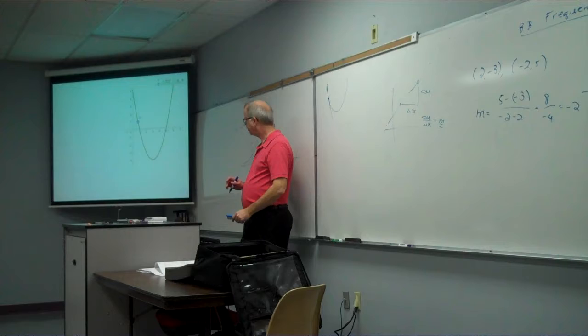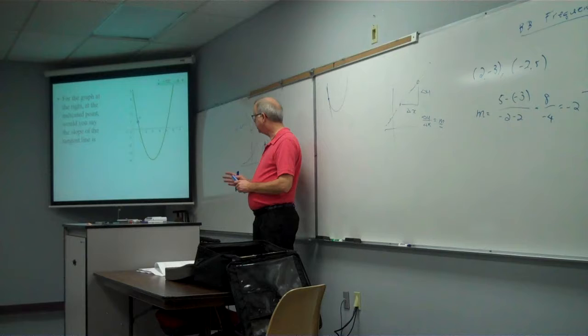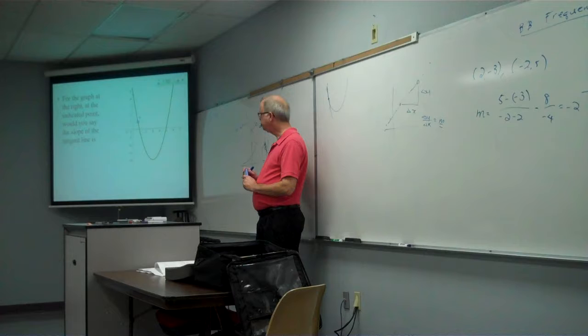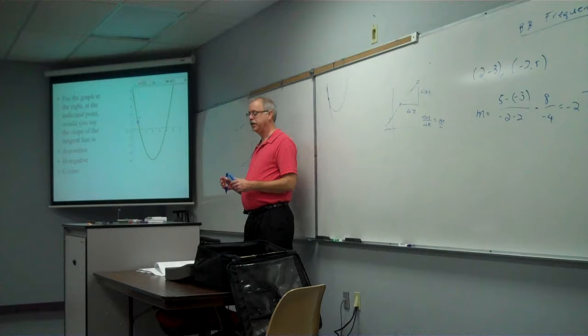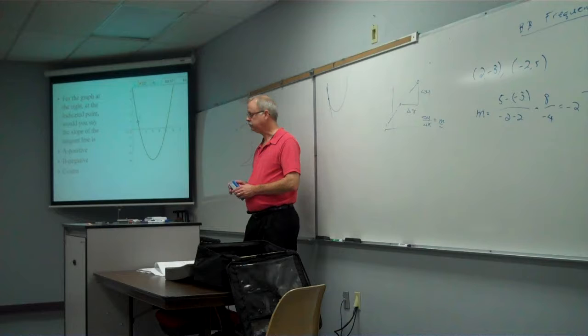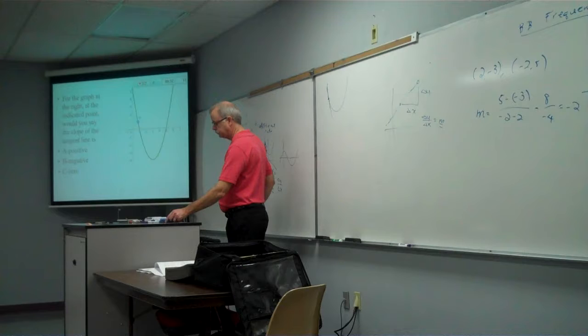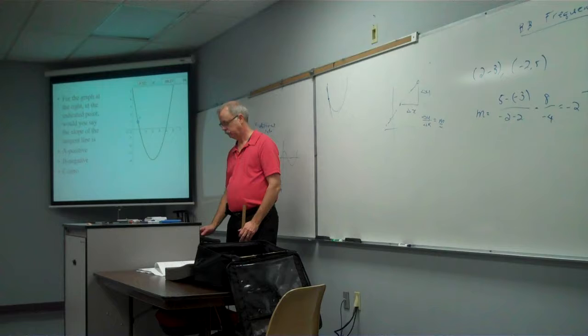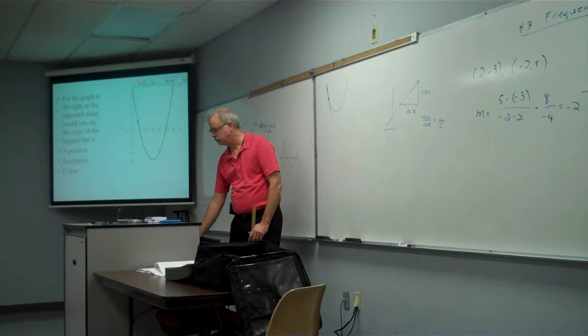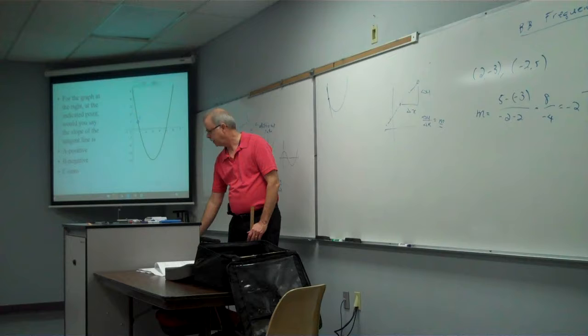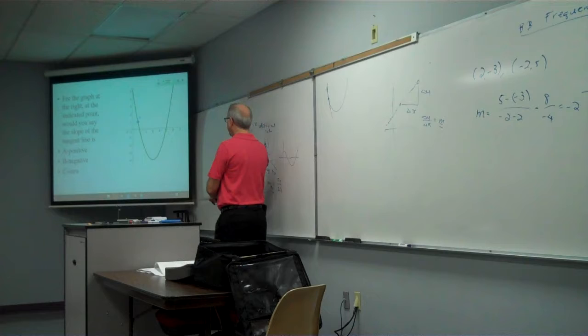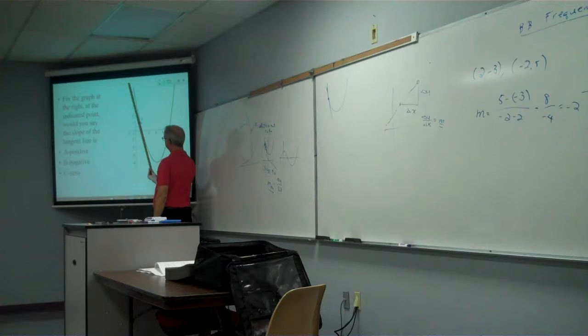So let's think about this a little bit. Here's another graph. And the question is, for the graph at the right, at the point I've got put on there, would you say the slope of the tangent line is positive, negative, or zero? Said it's negative. If we eyeball it, the line's something like this. Different people might eyeball it slightly differently, but no matter how you eyeball it, that line has a negative slope. Actually, a reasonably steep negative slope, but it's a negative slope.